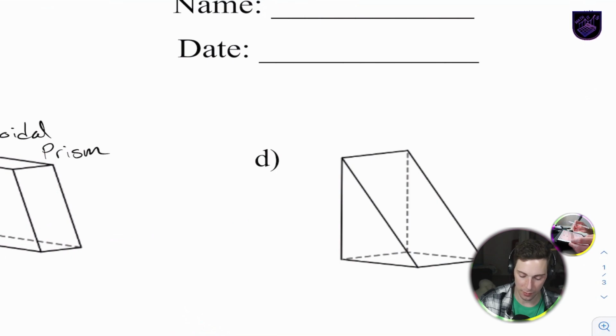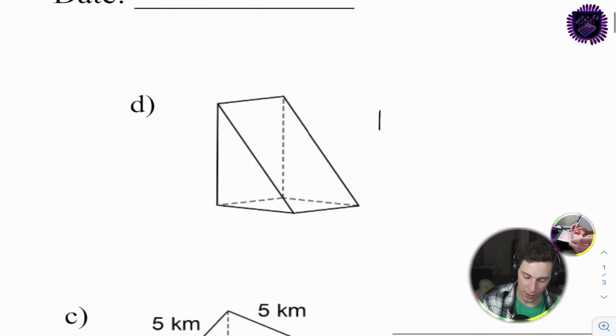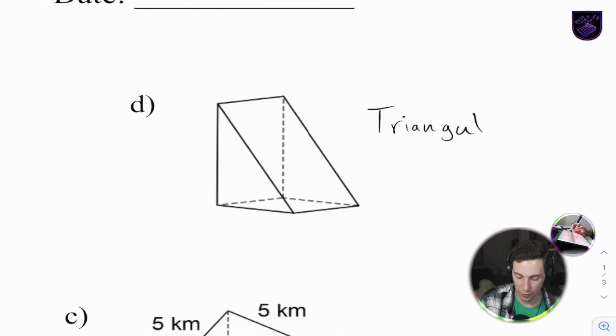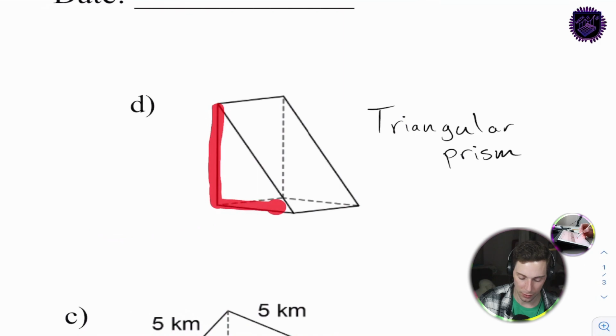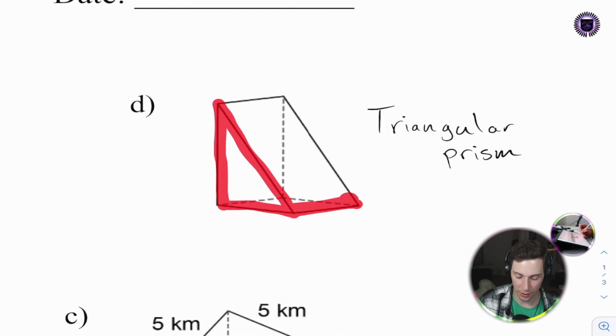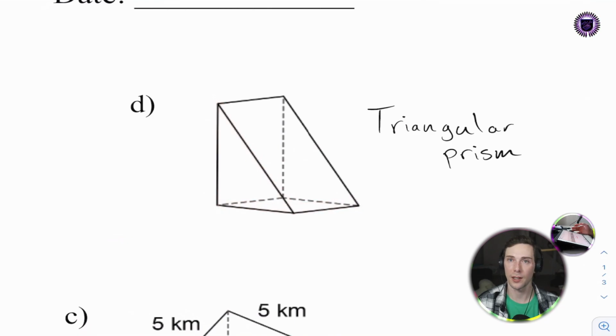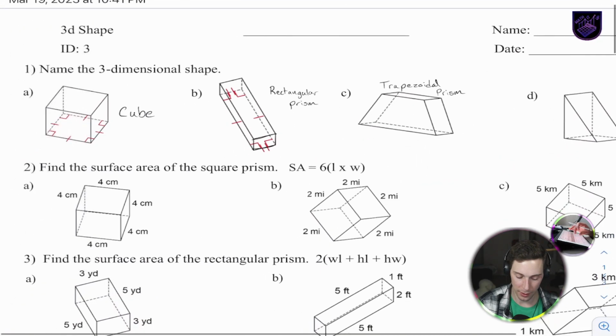And the last one is a triangular prism. Again, we have our triangle shape, and then it's stretched this way. It has a height. This kind of looks like a length, but we refer to it as height. All right, next set of questions here.